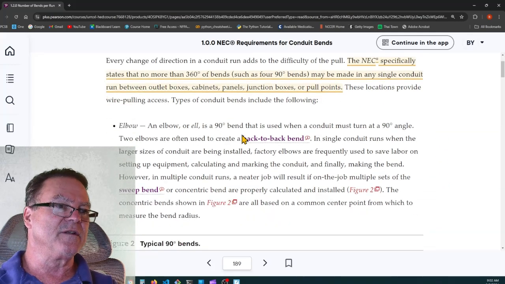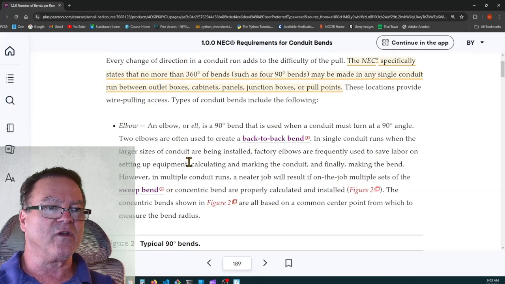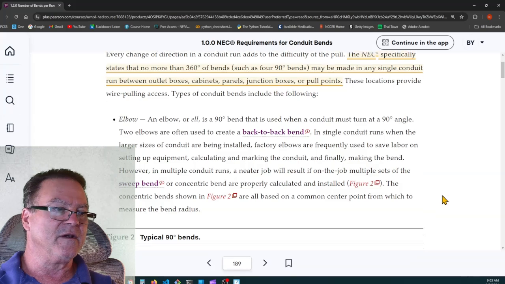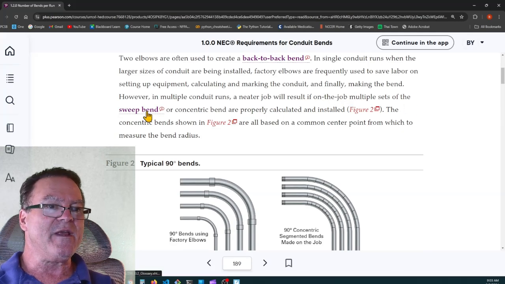An elbow or L is a 90-degree bend that's used when the conduit must turn at a 90-degree angle. Two elbows are often used to create a back-to-back bend. In single conduit runs, when the larger size of conduits are being installed, factory elbows are frequently used to save labor on setting up equipment, calculating, making the conduit, and finally making the bend. However, in multiple conduit runs, a neater job will result in on-the-job multiple sets of sweep bends.